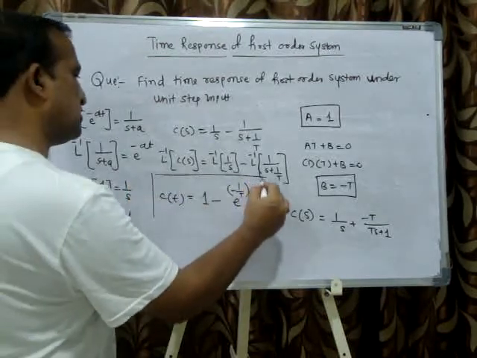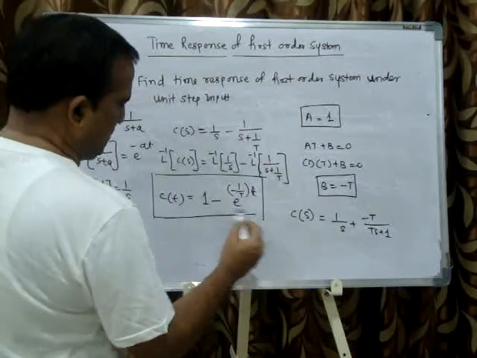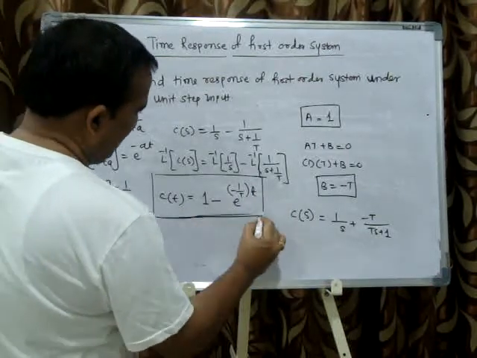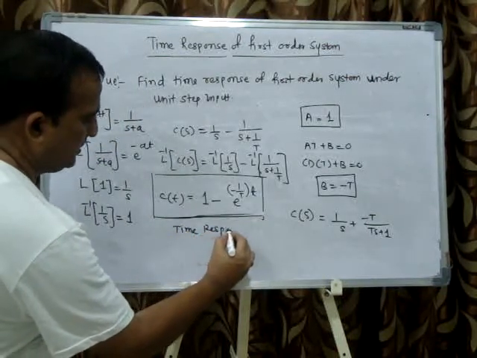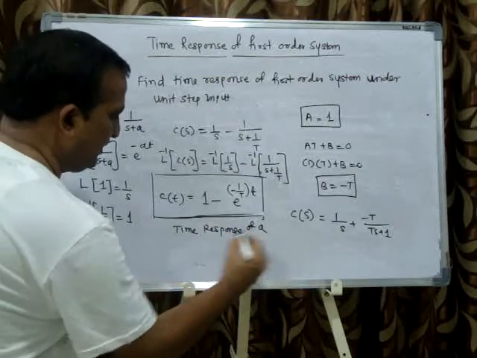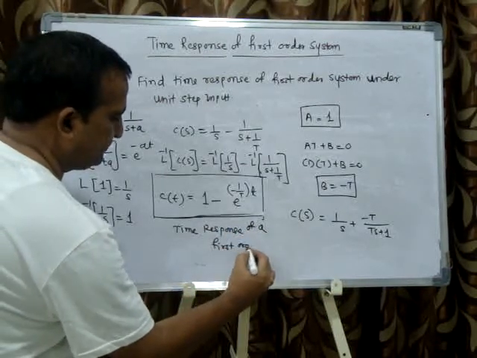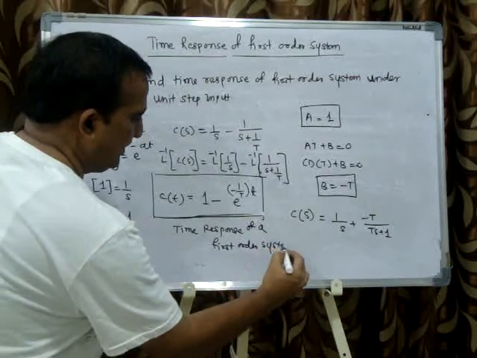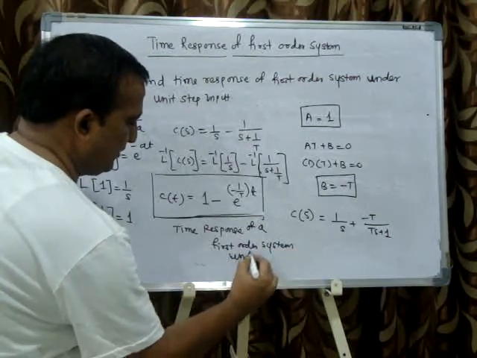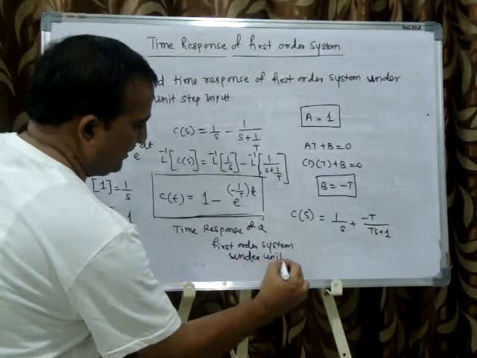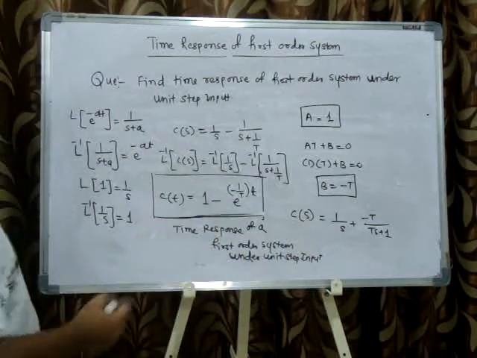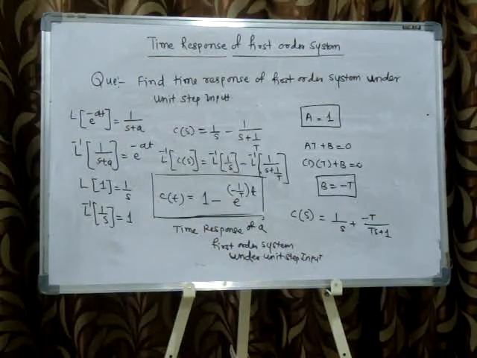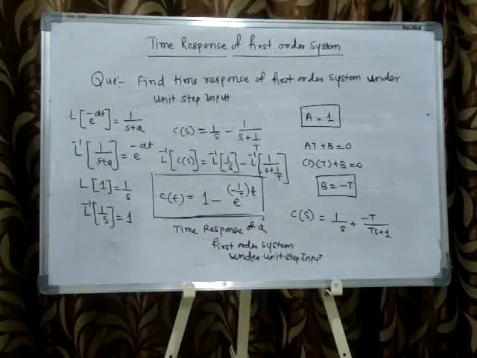What is this? This is called the time response of a first order system under unit step input. Whenever there is a unit step input, this is the response output. So now we will draw a graph for this response C of t.